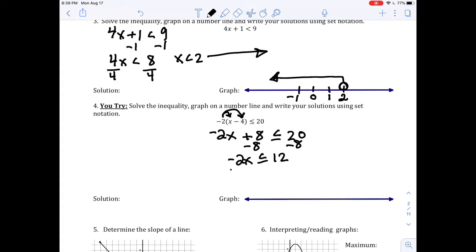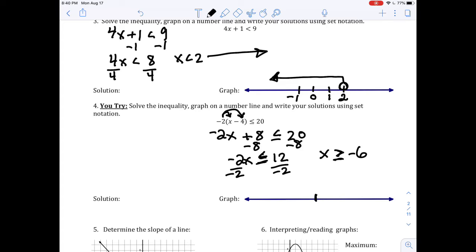And now when we divide by the number in front of x, it's a negative. And so the inequality symbol switches. So it goes from less than or equal to, to greater than or equal to.